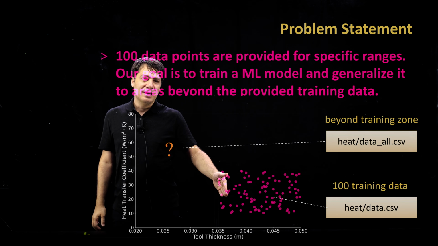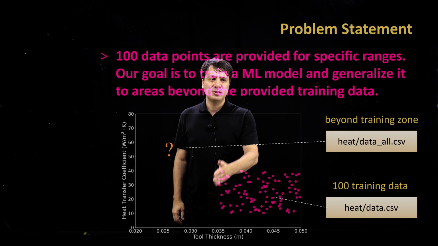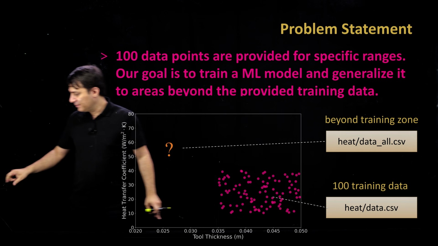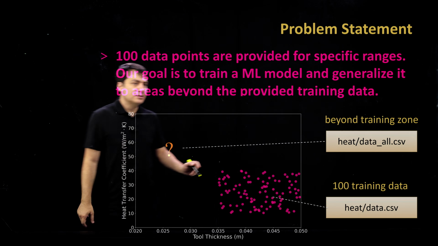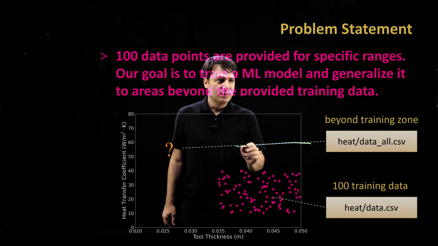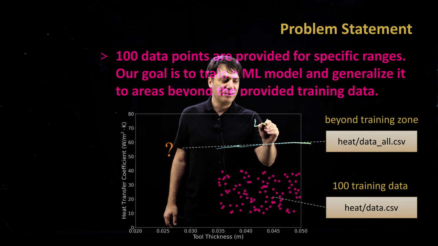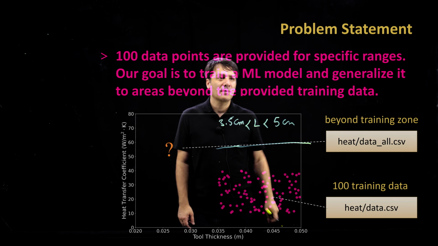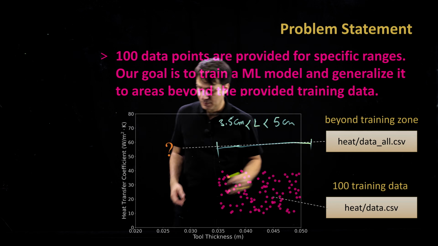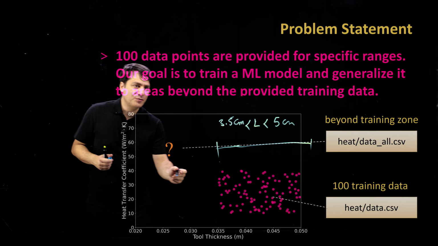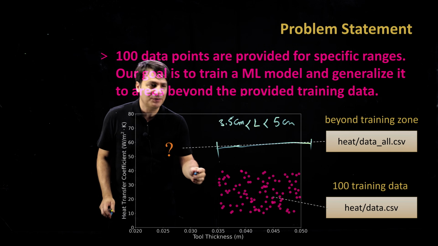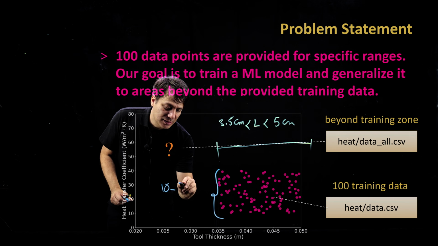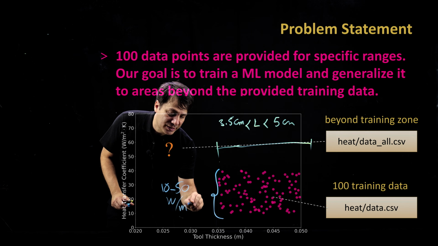All these tool thicknesses and heat transfer coefficient values are given for a specific area. And that specific area is somewhere where the tool thickness varies between almost 5 centimeters and 3.5 centimeters. And the heat transfer coefficient, which is correlated to the velocity of the air, has its own range, and it ranges between 10 to 50 watts per meter square Kelvin.